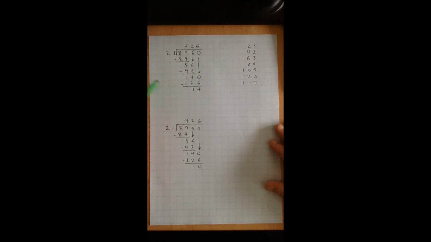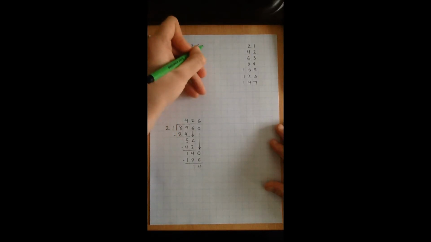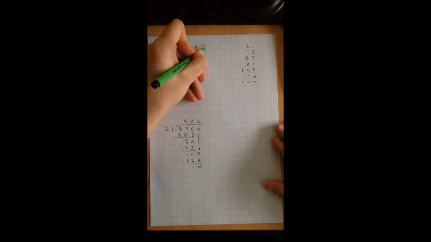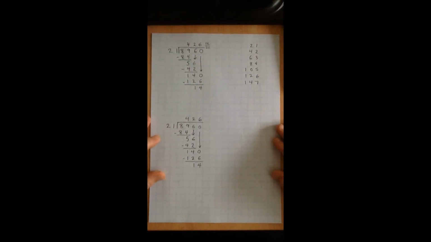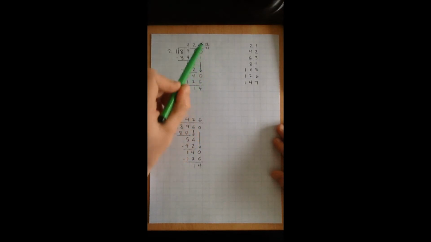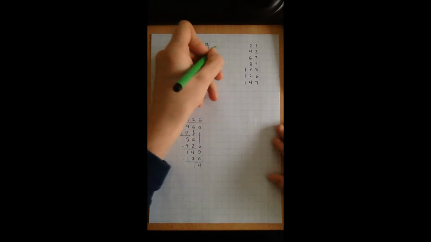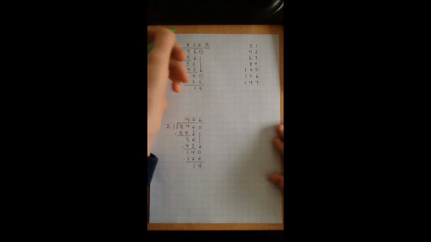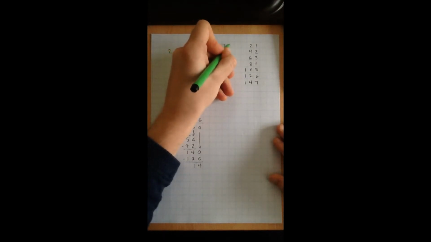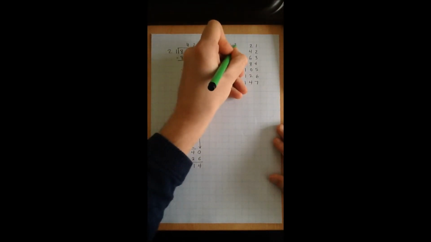If we're expressing as a fraction, we've got 426 and then we've got 14 over the divisor, which was 21. Now we can simplify that, 14 over 21, which will actually lead us to an answer of 426 and 2/3. Okay, so the final form of expressing a remainder is using a decimal.